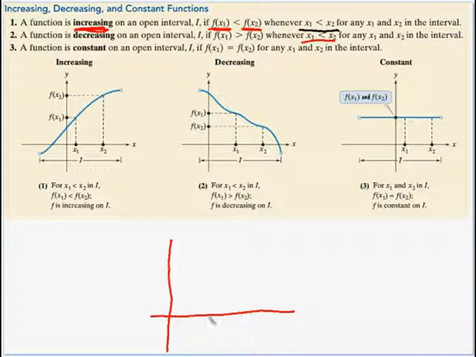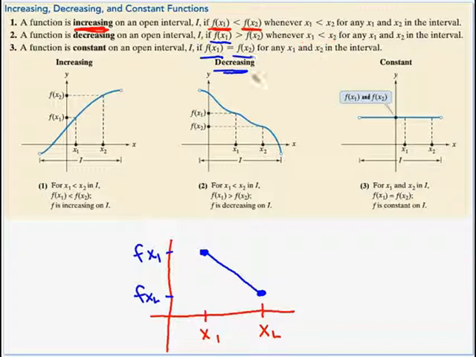x1 is less than x2. That part stays the same, so x1 is to the left of x2 on the x-axis. But now it says f of x1 is greater than f of x2. So here's f of x1. That would be this point. And then f of x2 is underneath that. So we would have to go down a little lower here. And if I connect those dots, you can see the function is decreasing. And constant would just mean it remains flat. f of x1 is equal to f of x2 for any x1 and x2 in the interval. We just have a horizontal line.